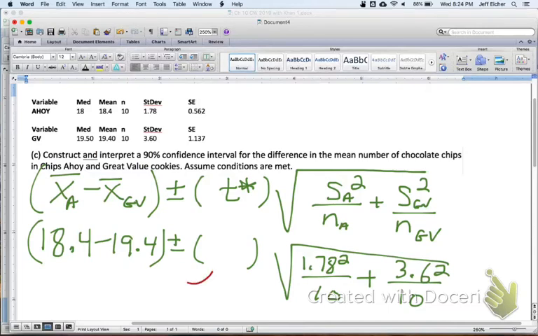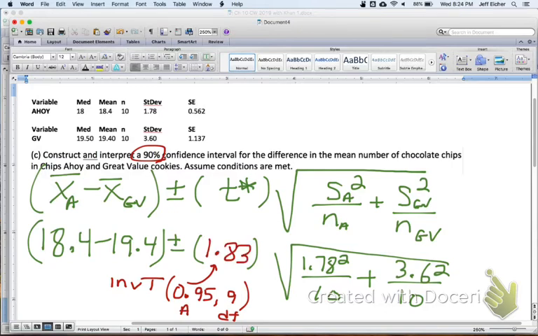And then finally, this would be inverse t. Let's see, 90% would be 0.95, adding the tail, and then 9 degrees of freedom, which gives us 1.83. This would be the work that you'd show, or this would be the answer option you could see on the multiple choice. Let's get the answer, rather than with this formula, with our stat tests on our calculator.